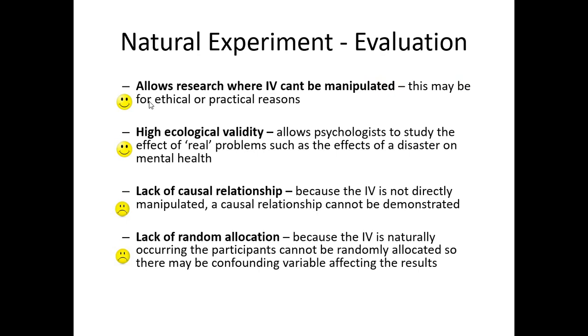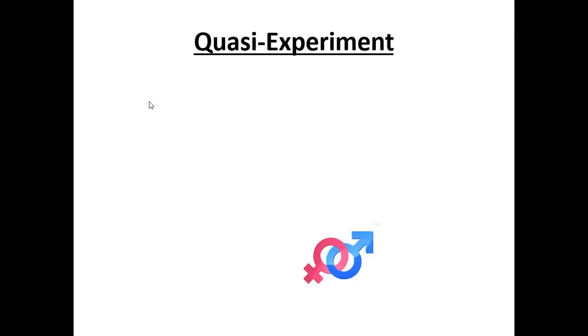Positives of a natural experiment is you can conduct research where you cannot directly manipulate the IV for practical or ethical reasons, and you have a much higher ecological validity. However, there's a lack of cause and effect because you don't directly manipulate the IV. You cannot establish a causal relationship, and you cannot have random allocation of participants to groups because the IV will occur naturally.